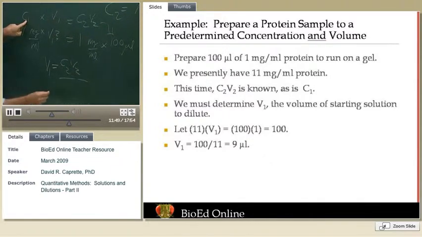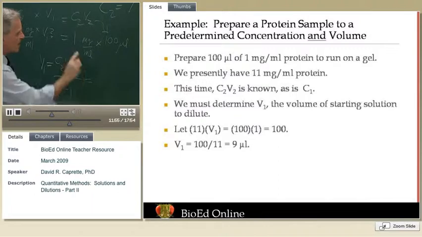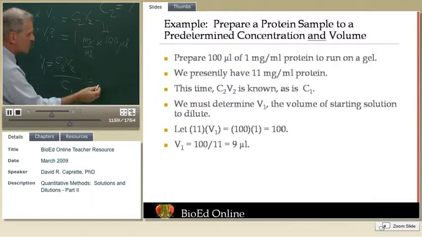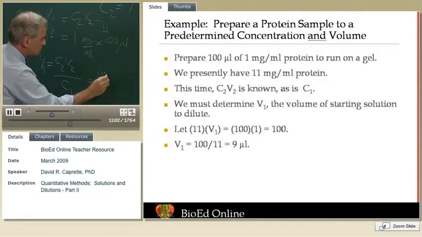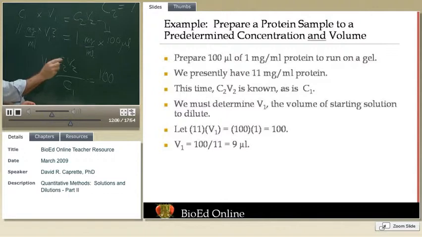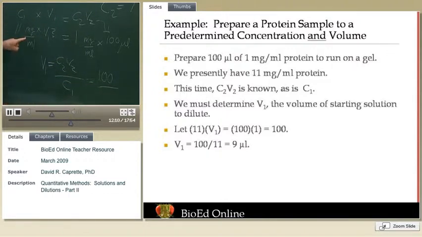divided by C1. Or, to go ahead and do the arithmetic then, C2 V2 is 1 milligram per milliliter times 100 microliters, which is equal to 100. I won't add the units, it's a little complicated right now. Divided by C1, which is 11 milligrams per milliliter.